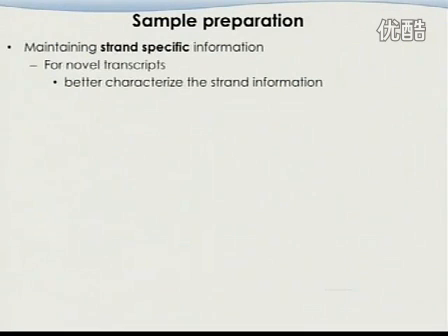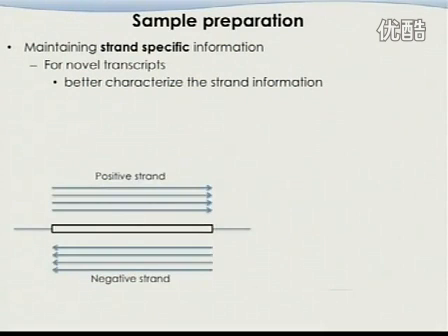All right, the next thing about sample preparation that you want to think about is whether you want to maintain the strand-specific information, okay? So here is what we're talking about. If this is the gene, we know this is on the DNA, but the RNA is either from the positive strand or from the negative strand, okay? In most of the cases, not on both, right? So it's only on one strand.